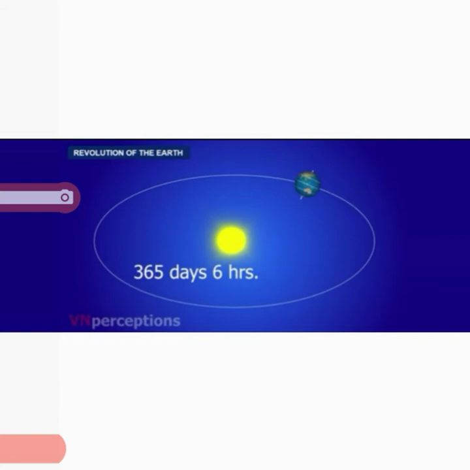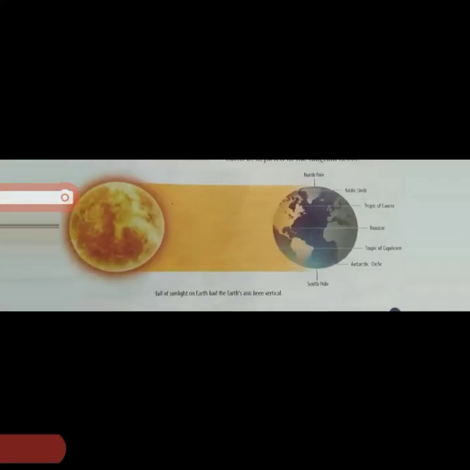Children, we had already studied that the Earth's axis is tilted. Now we will see the effects of this tilt. Just imagine, if the Earth's axis had been vertical, what would happen? See in this picture the fall of sunlight on Earth. All the places won't get an equal amount of light. Only one side, no? Then the next side.